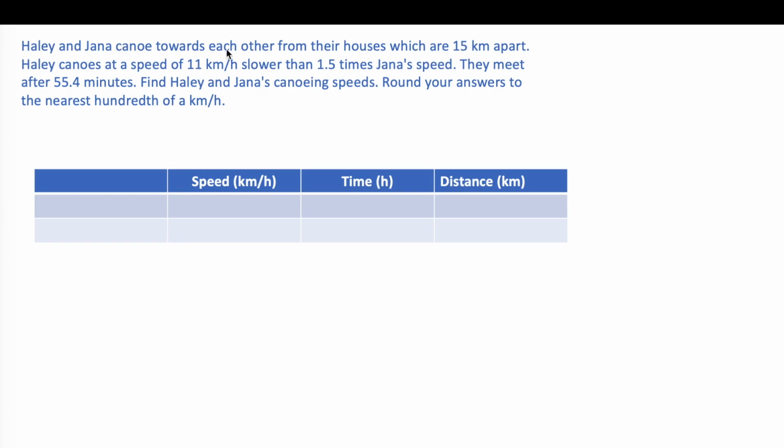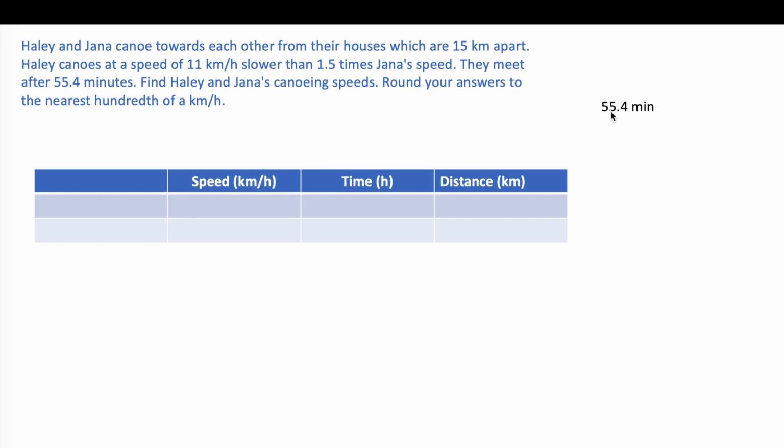Haley and Jana canoe towards each other from their houses, which are 15 kilometers apart. Haley canoes at a speed of 11 kilometers per hour, slower than 1.5 times Jana's speed. They meet after 55.4 minutes. Find Haley and Jana's canoeing speeds. Round your answer to the nearest hundredth of a kilometer per hour.